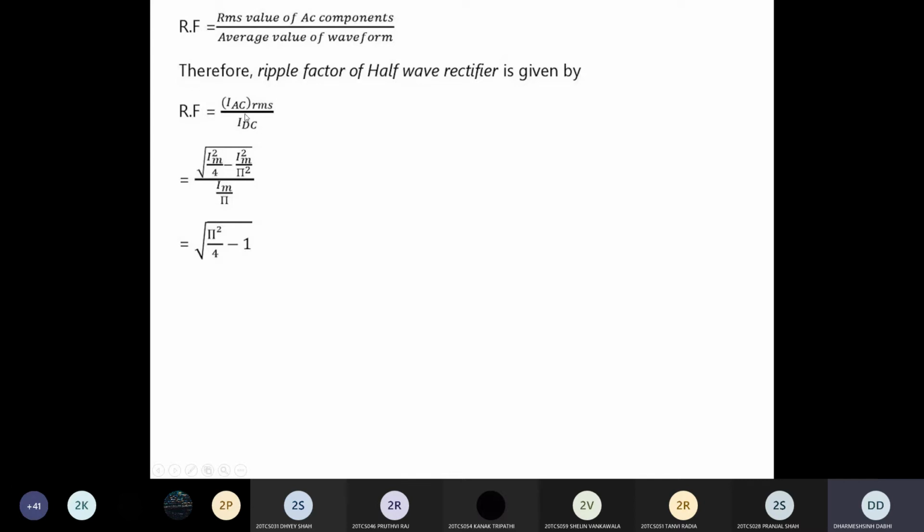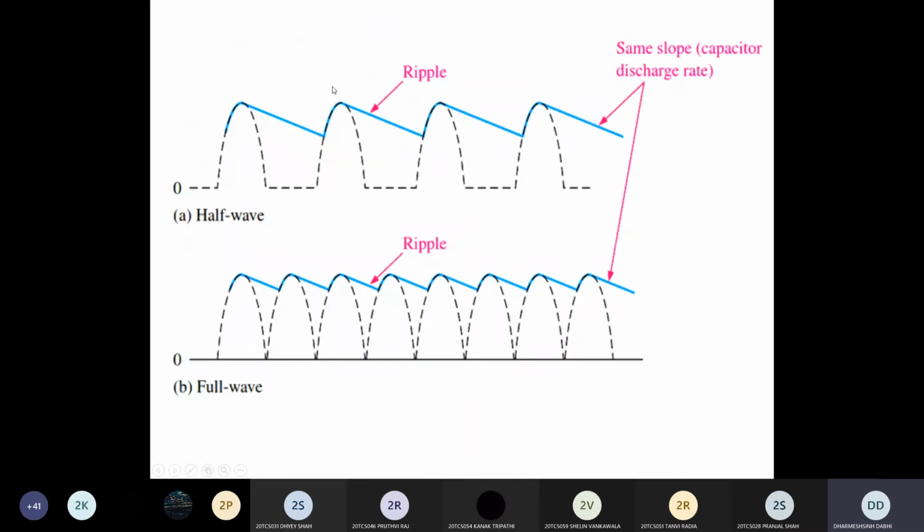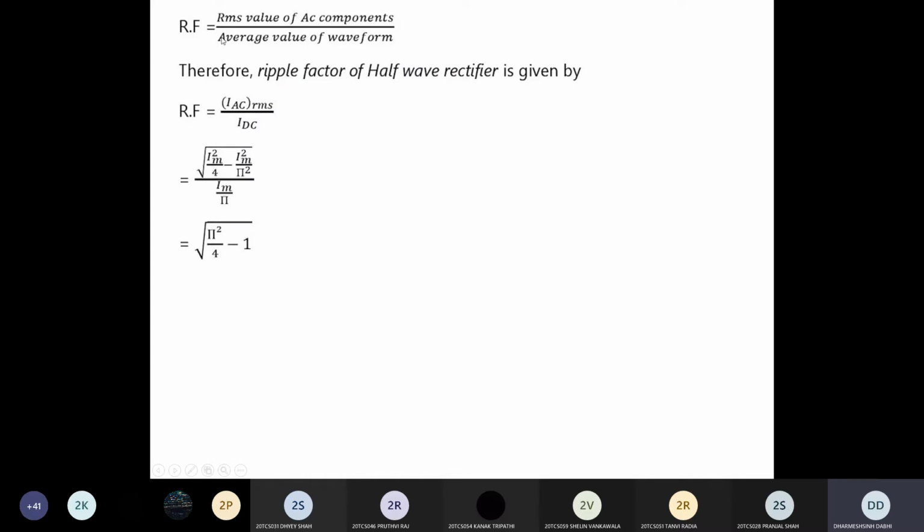Clear? That gives the RMS value of the AC component present in your output, because your output contains two components: an AC component as well as a DC component. Your output is not pure DC. You can see that it contains the ripple. So your output is not pure DC because it contains an AC component also. The RMS value of the AC component at the output side is the RMS value of your total current minus the average DC current. This is derived for the half wave rectifier. The same way you can derive it for the full wave rectifier also.